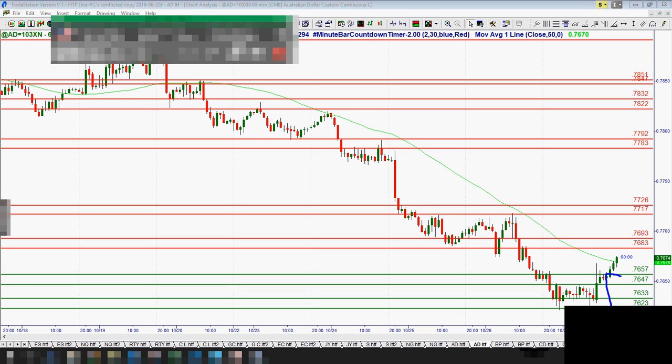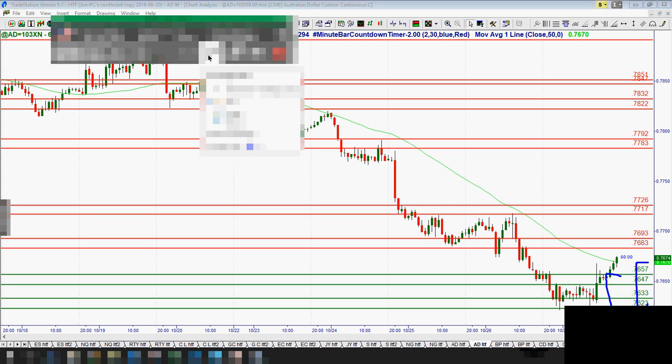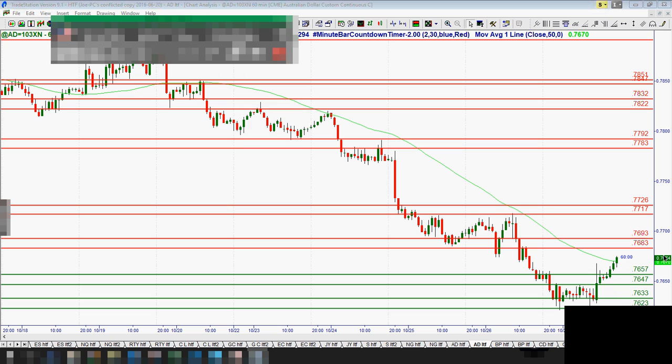A nice, fresh, new demand zone right there. 76.57, 76.47. Sorry about the pen that keeps dragging around. It's just a function of the fact that I'm on my laptop sitting in my house. Right here, this little zone here, okay? We're about to hit the supply, and we'll get a back test. This is the entry for the long, right here.